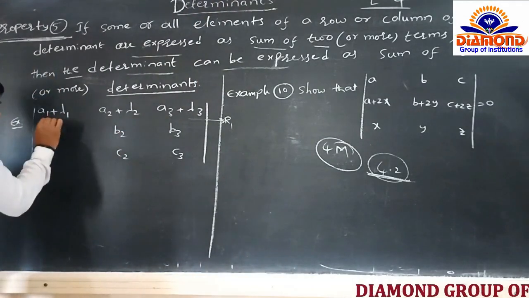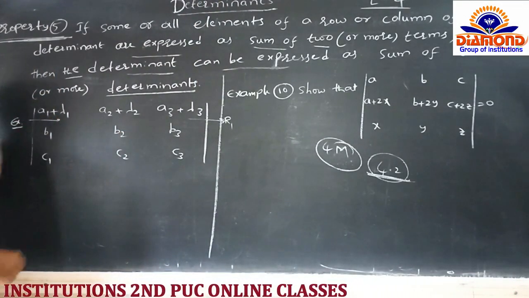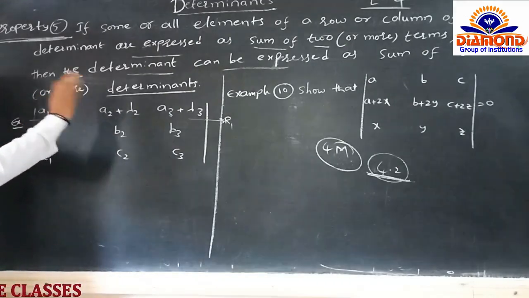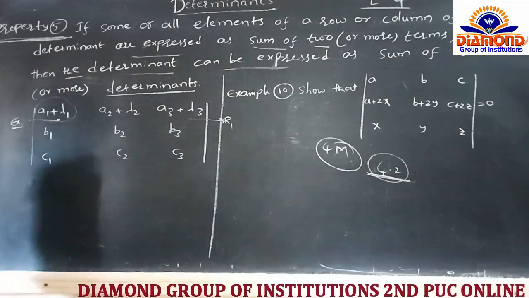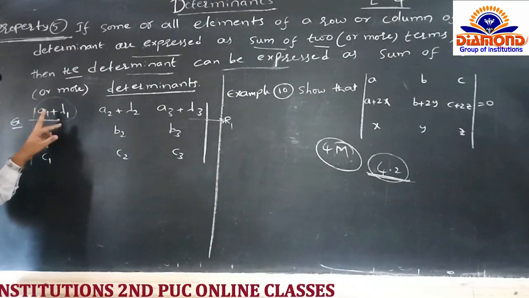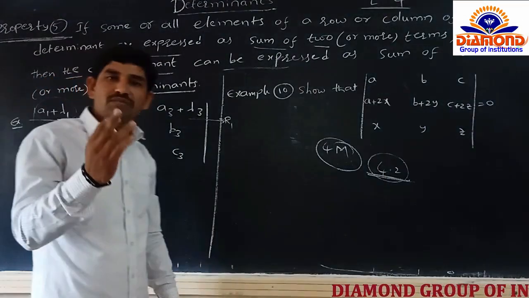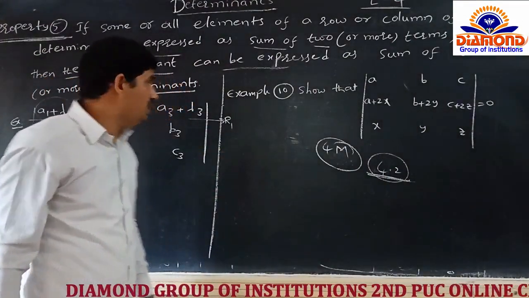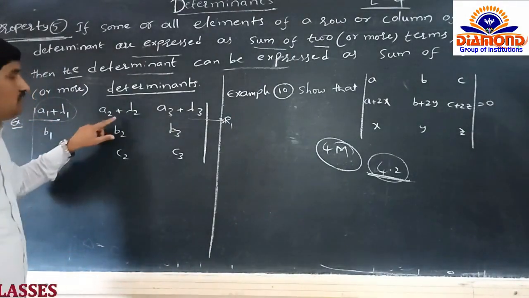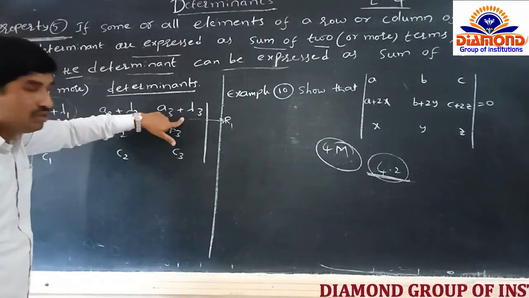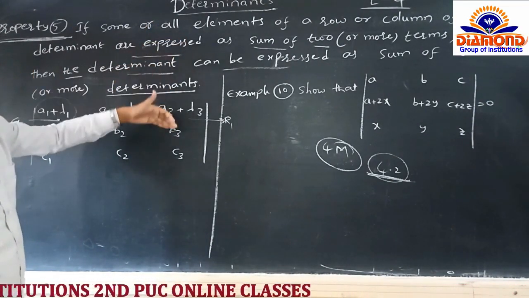See, this is R1. Now in the elements, how many terms are there in the first element? Yes sir, 2 terms: A1 and lambda 1, the sum of 2 terms. The second one is A2 plus lambda 2, again the sum of 2 terms. And the third element is again the sum of 2 terms.